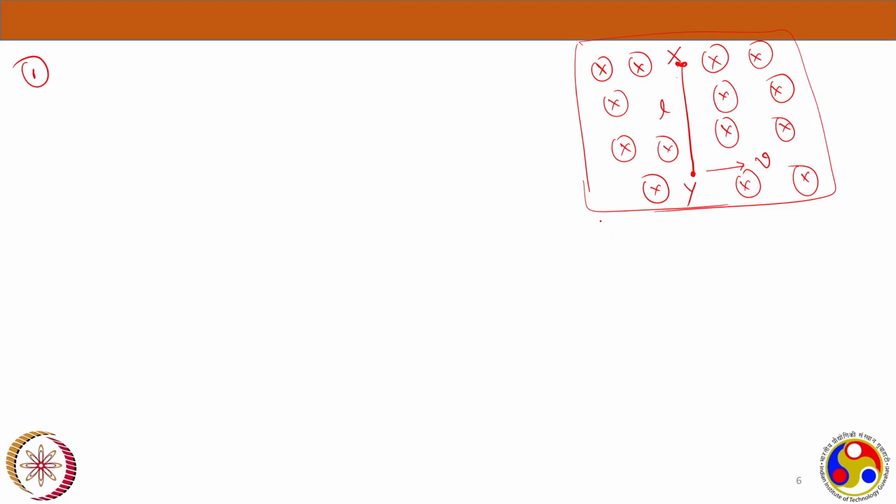And what is the value of this EMF? I'm calling the induced EMF, the generated EMF, a small e, and you know the B, you know the length of the conductor L, and this will be the velocity V. So the value of the EMF will be e equals BLV. That is the value of the EMF that is generated.